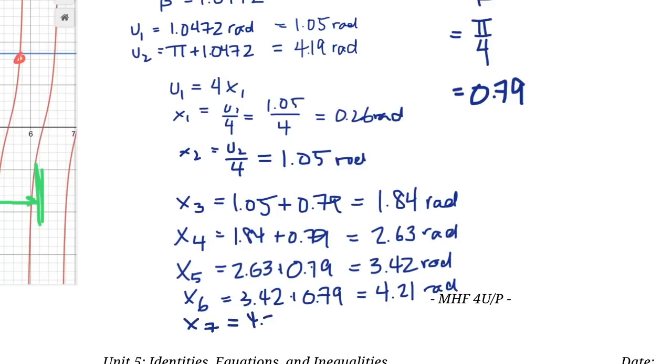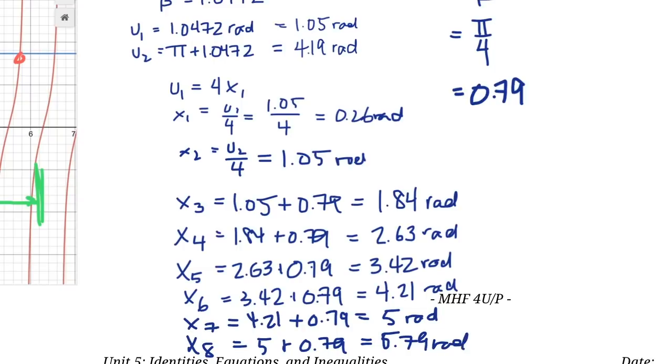So if we do 4.21 plus 0.79, that's going to bring us to 5 radians. And then one more time, if we add that, x8, it's going to give us 5 plus 0.79, which is 5.79 radians. We can add it again, and we find out it comes out to 6.58. But 6.58 is greater than 2 pi. 2 pi is actually 6.28, so we don't need to keep going.